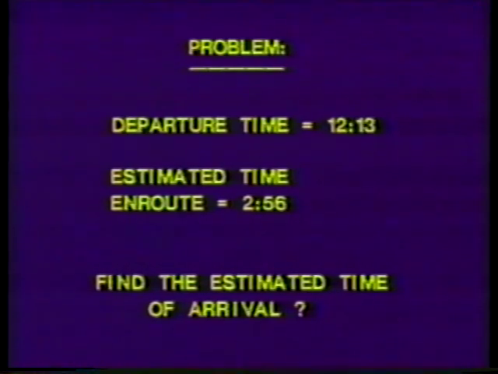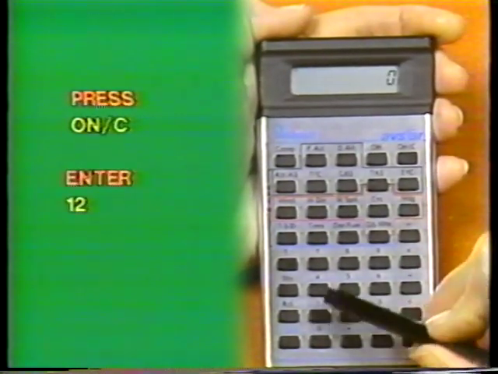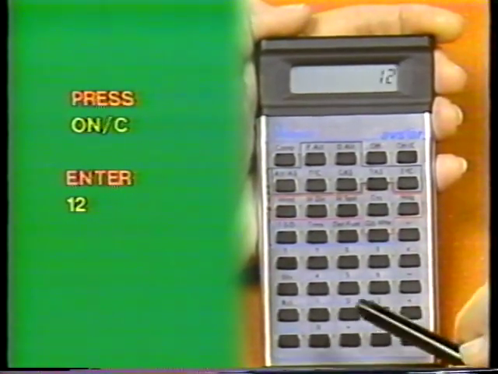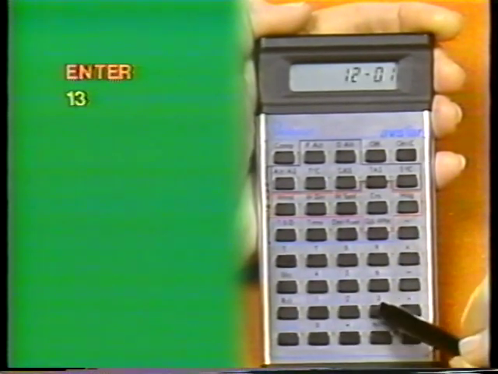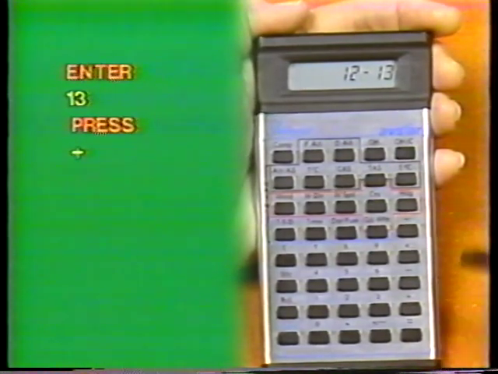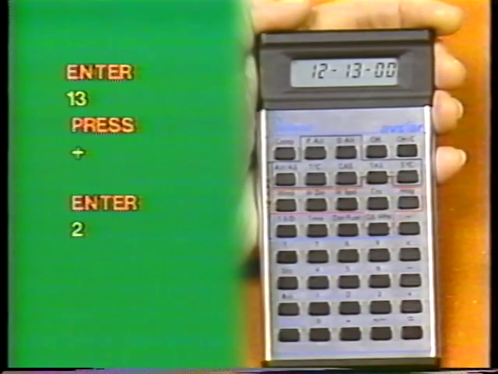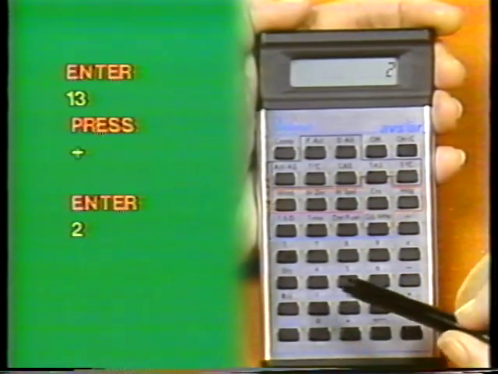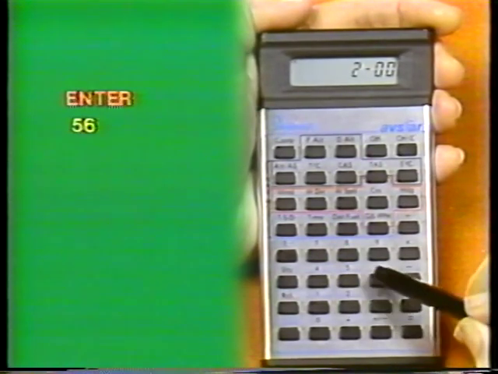The Avstar simplifies the problem. Clear the computer, enter 12, then press time colon key. Now enter 13 minutes and press the arithmetic function key plus. Enter the estimated time en route by entering 2 hours, pressing the time colon key, and enter 56 minutes.